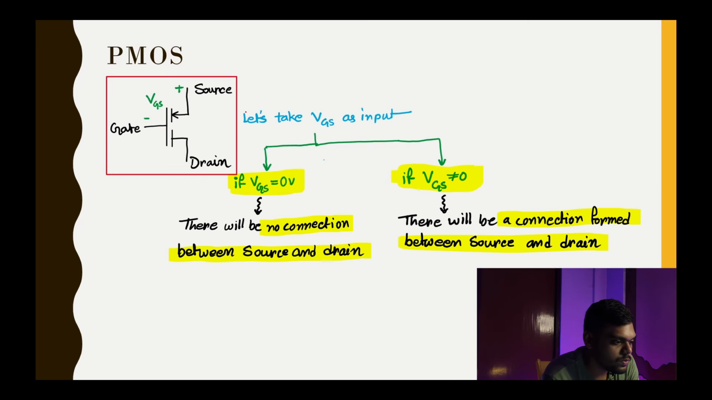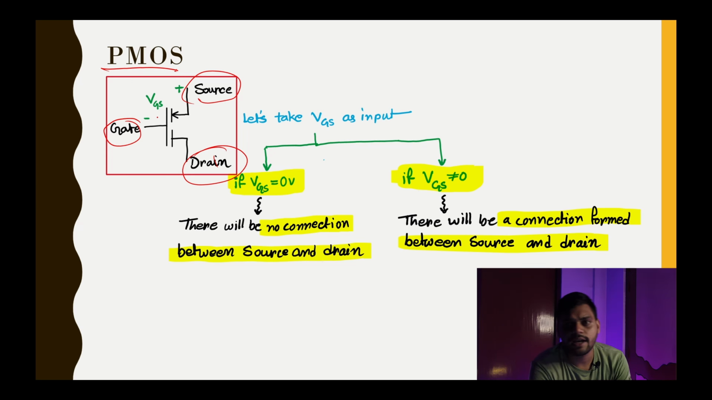Okay, so we have PMOS transistors here. We have gate here, source here, and drain here. If we have a little bit of voltage difference between gate and source, we will have a larger voltage difference developed between source and drain. So let's take VGS, the voltage difference between gate and source, as input.